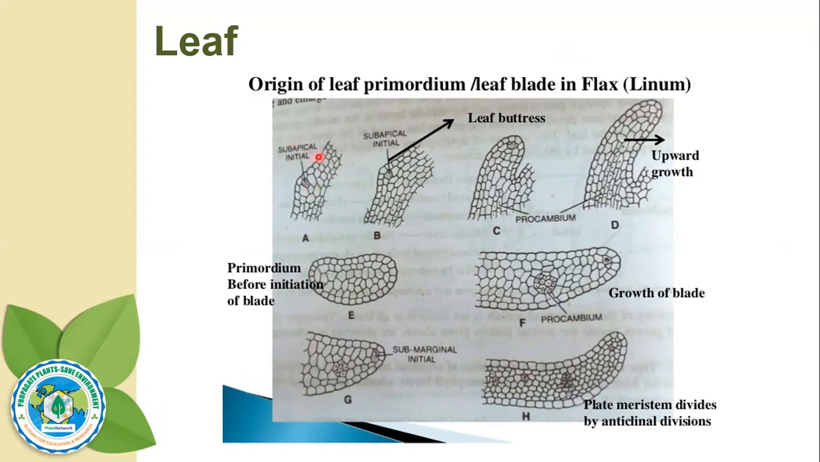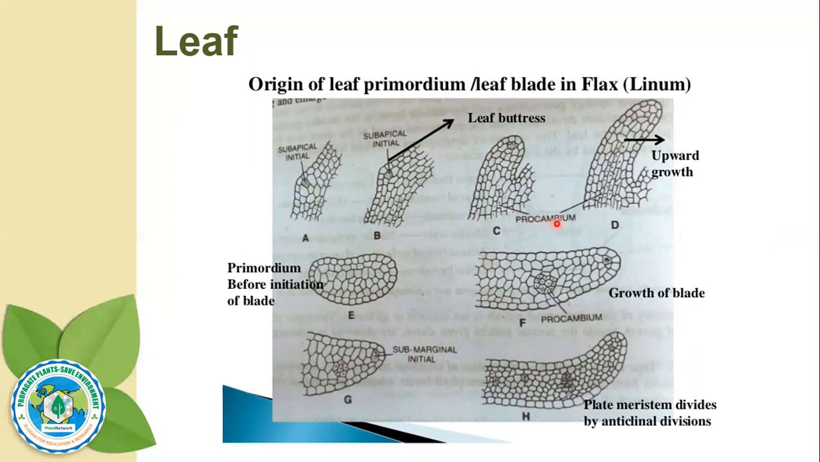The basal subapical initial is only one cell that divides mitotically and bulges out towards the upper epidermis. The subapical initials further divide mitotically, producing cells from the lower side as well as along the right and left, and the leaf buttress is produced. Then the leaf buttress further develops into the upward growing leaf structures.